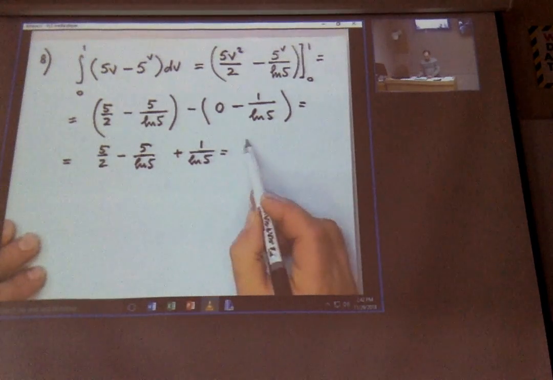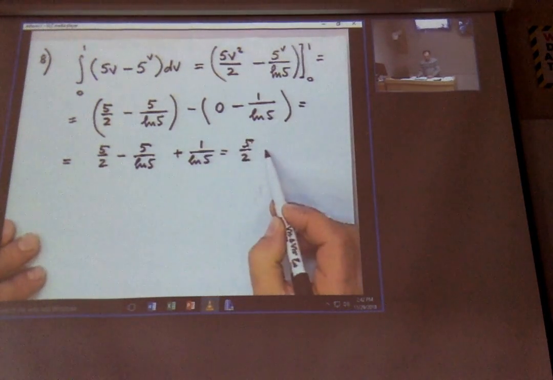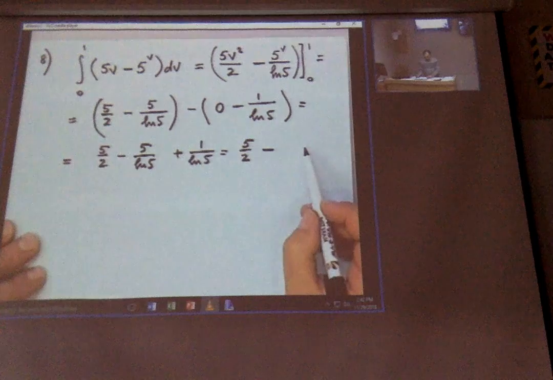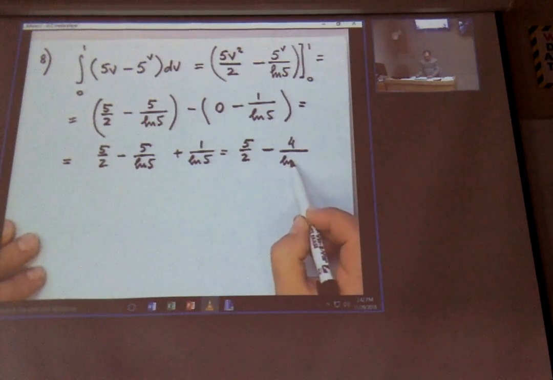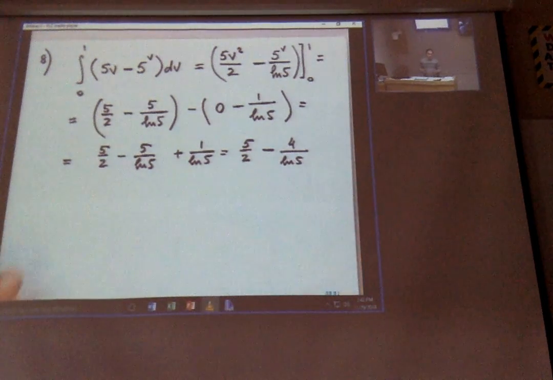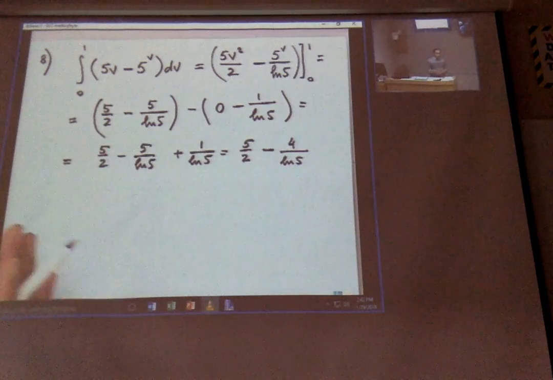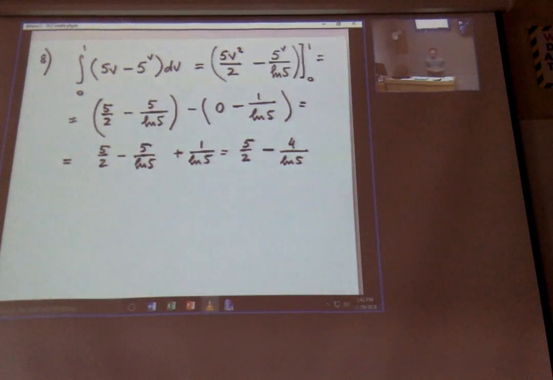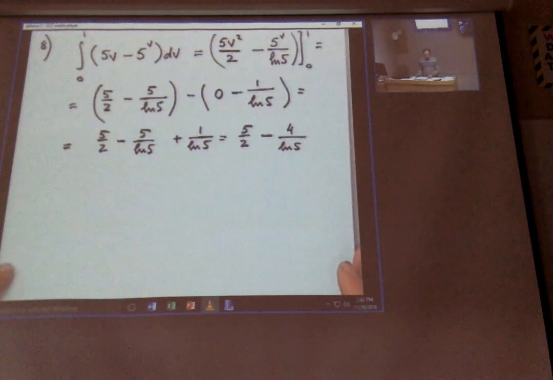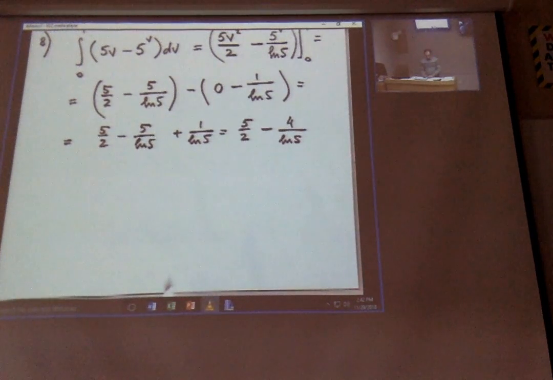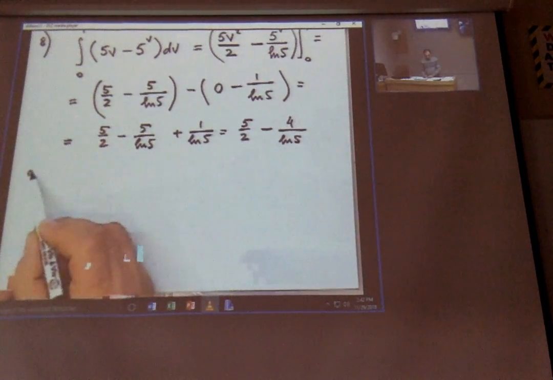So the answer is 5 over 2 minus what? 4. Yes, and you don't have to give me any LCDs here. This is a good answer, but no decimal. So again, we don't need any substitutions.